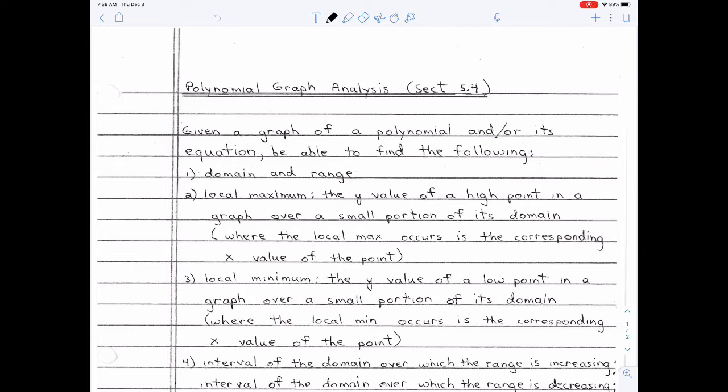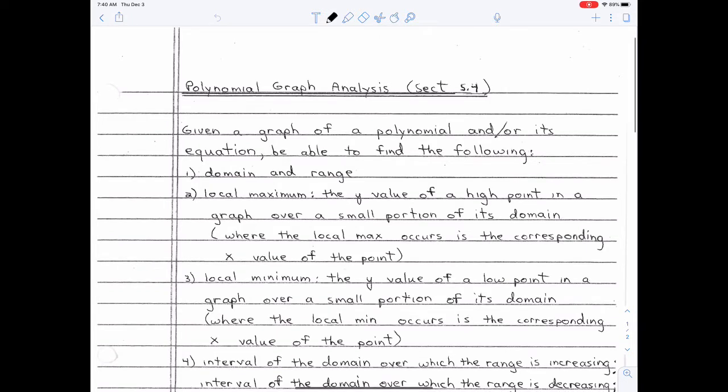Okay, so first I'm going to ask you to tell me the domain and range. You should know how to do that. If you don't, go back and study it in chapter 2. Next, local maximum or local minimum. Okay, what do I mean by that? All right, when we had a parabola, let's say, and don't write this down, just listen. You don't have anything to write down in this video, okay?